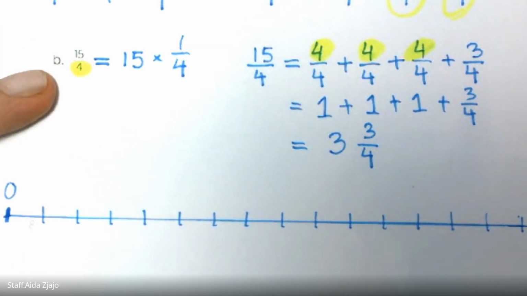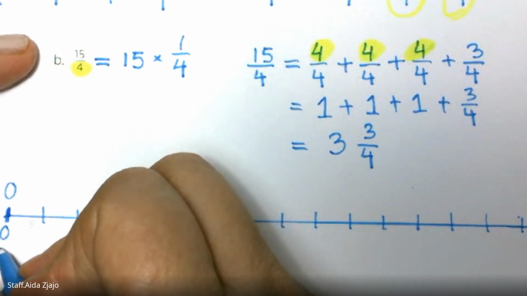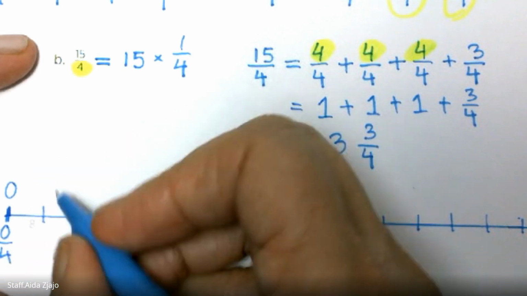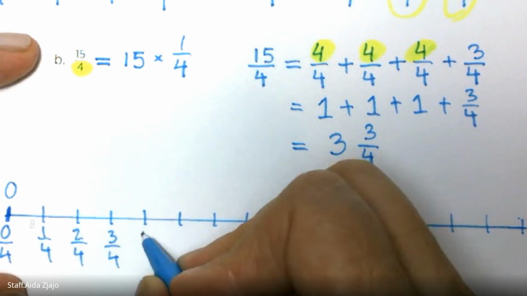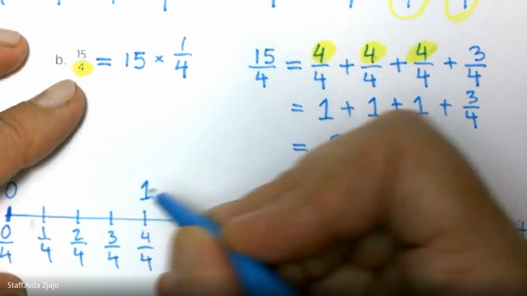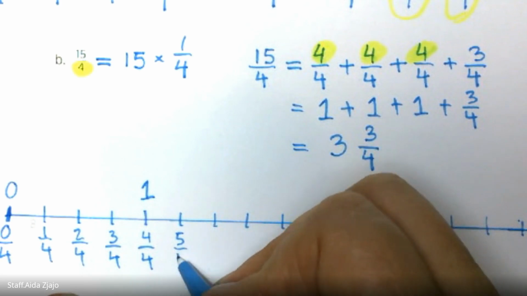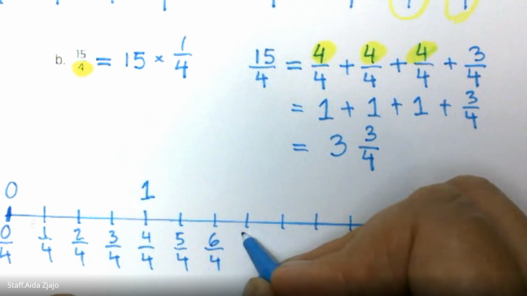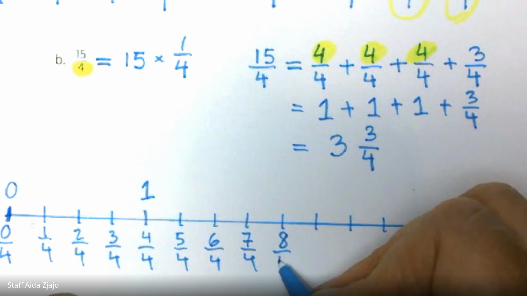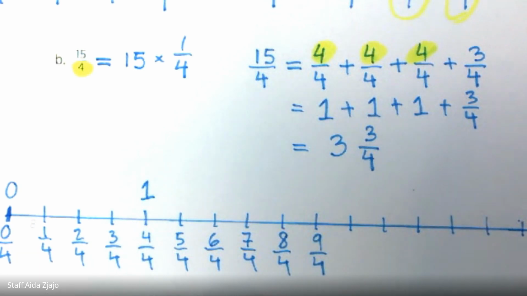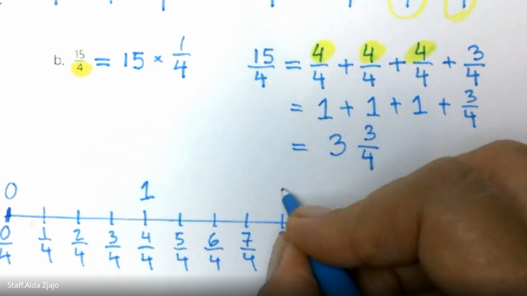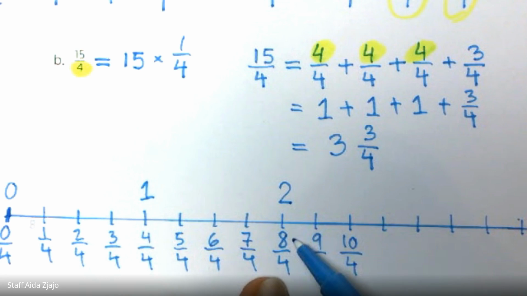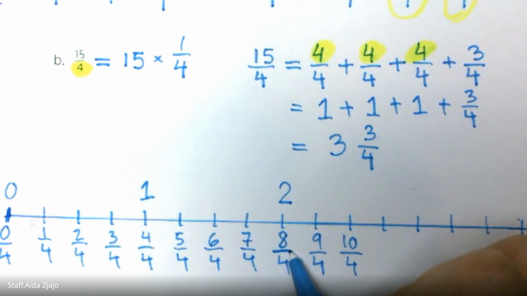So here is your 0 fourths, 1/4, 2/4, 3/4, 4/4 is 1 whole. 5/4, 6/4, 7/4, 8/4, 9/4, 10/4. 8/4 is also 2 wholes. The fraction line is division. So 8 divided by 4 makes 2.